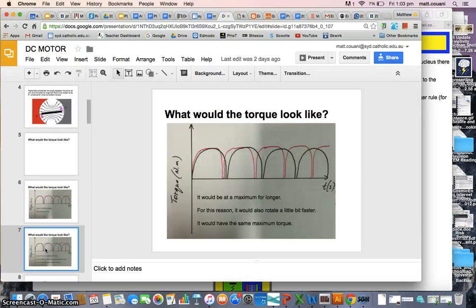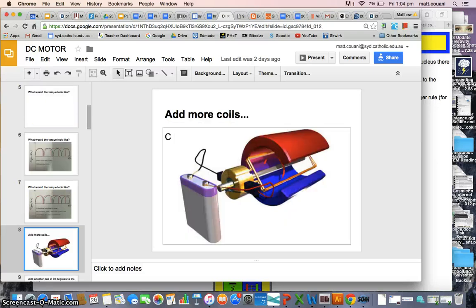So it would be at a maximum torque for longer. For this reason, it would also rotate a little bit faster. It would have the same maximum torque. All right, you can also add more coils. Notice here we've got 2 coils. And why is that the case? Why does it increase the torque?